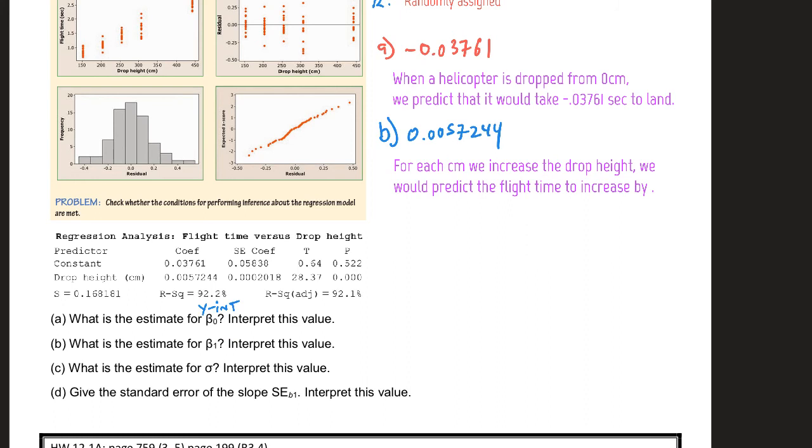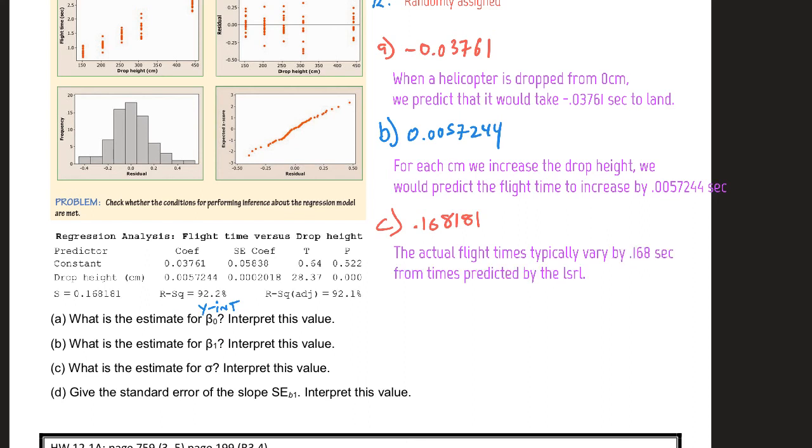What is the estimate for standard deviation, sigma? Well, we would estimate sigma to be s, 0.168. And that is, the actual flight times typically vary by 0.168 seconds from the times predicted by the least squares regression line, or something to that effect. So these are all our old cookie cutters. I want you to practice these in the bookwork.